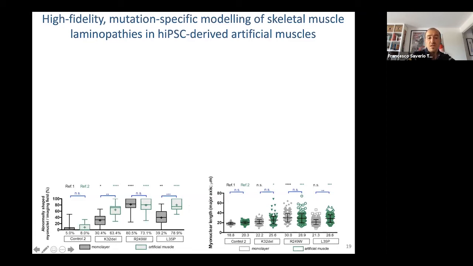So that was quite interesting for us, because it's actually proving what we were suspecting from the very beginning, that a system which will mimic the three-dimensional niche of muscle and the forces applied to muscle, because those 3D constructs are under passive tension, will unravel more nuclear abnormalities, because those nuclei are now challenged by those stimuli.